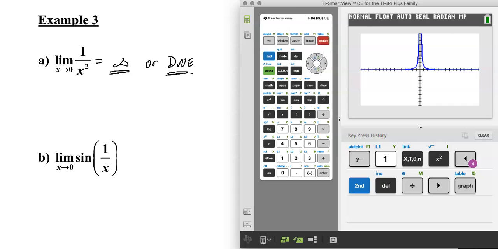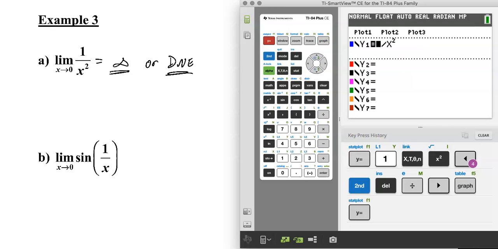And College Board actually says, the AP test people, they say this limit equals infinity. So I think that they would put infinity on the multiple choice. But our book that we have, the Larson book, it actually says does not exist. So they will recognize either one of those as acceptable answers.